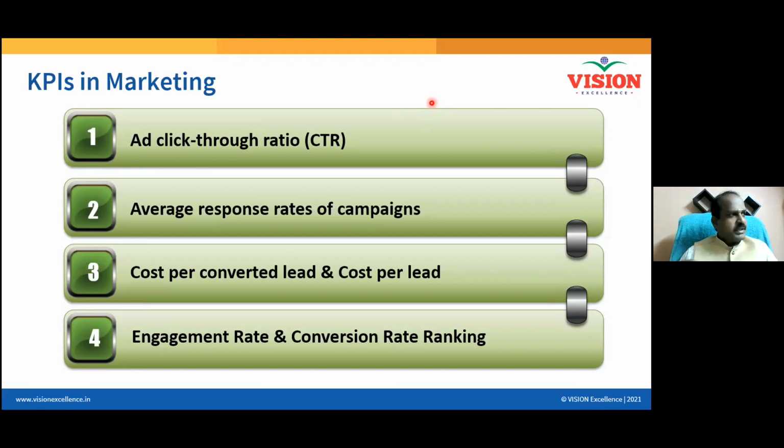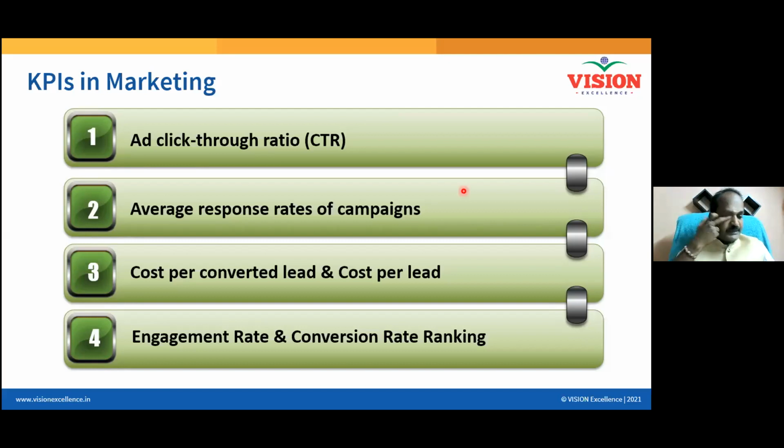The higher the CTR, the click-through ratio, the more people will be in your program. So something like that. Then the average response rate of a campaign: how frequently does your ad generate a lead? Does it generate a lead every single minute, or every 1 hour? Something like that. Then cost per converted lead and cost per lead.